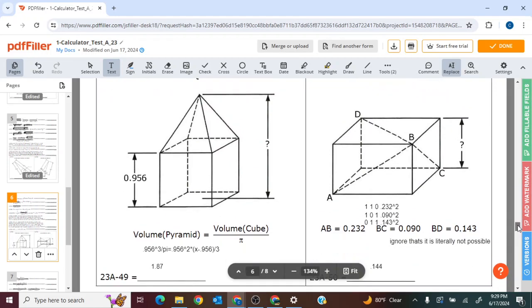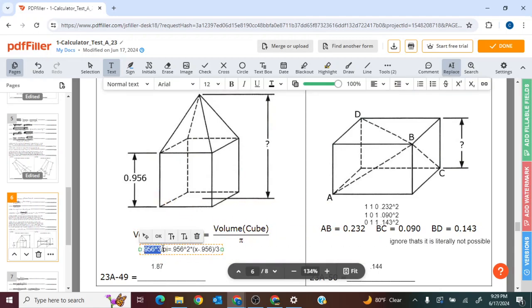Okay, 49. This is pretty straightforward. Volume of the cube over pi. Each side cubed over pi is equivalent to the pyramid, which is a square base times a height of x minus 0.956. That's the height, and then over 3. And if you do that, you get an x value of 1.87.